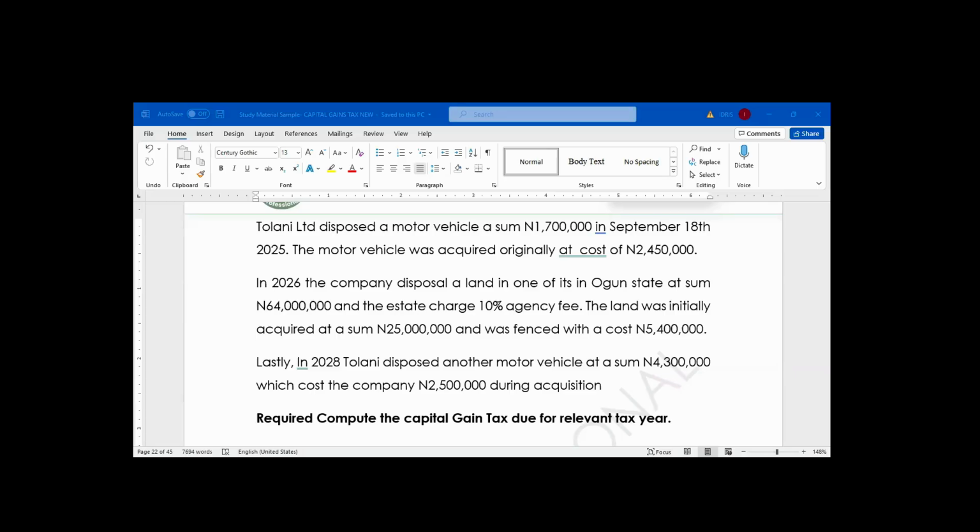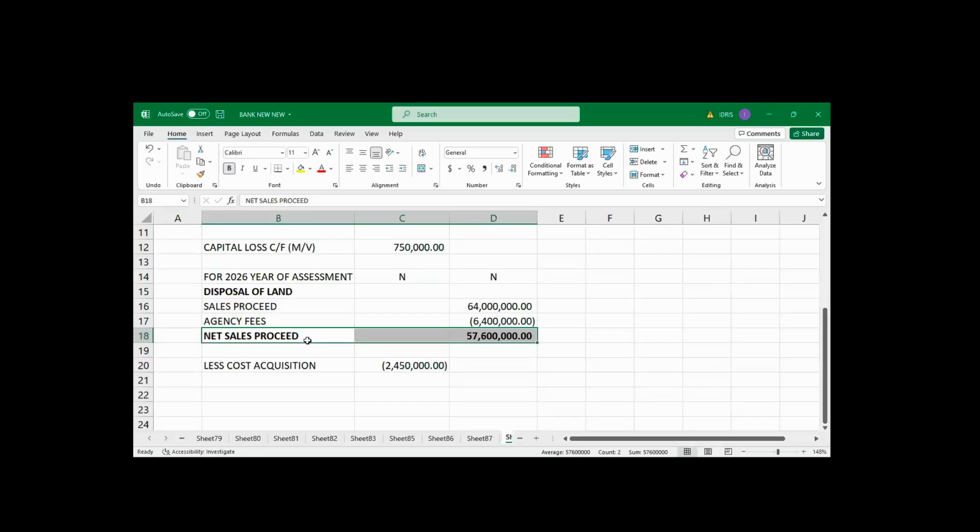Can we all see that? No. We are still on the question, sir, not on the Excel. Oh, sorry. We are on the Excel now. Sales proceed 64 million, agency fee 6.4 million. Your net sales proceed is how much? 57.6 million.